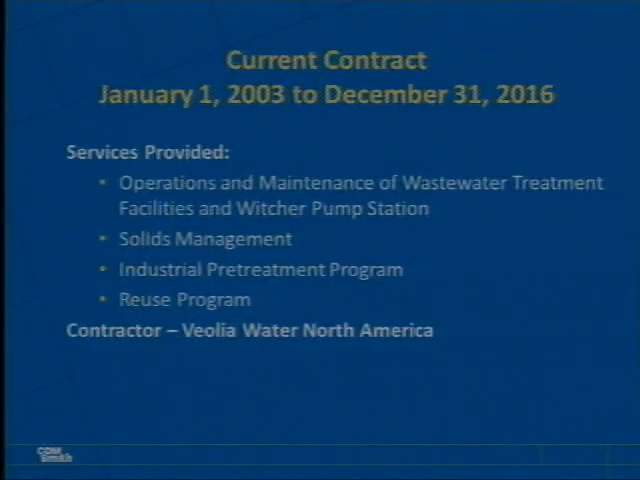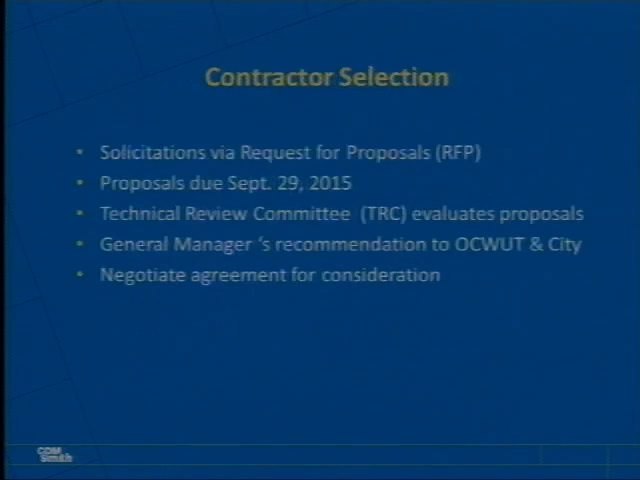Our current contract started January 1st, 2003 and will end on December 31st, 2016. The services provided under the current contract are typically the operations and maintenance of the wastewater treatment facilities plus the Witcher pump station. They are also for the solids management program. That's the work that's done from treatment of the sludge that is processed through the plants through the biosolids land application. The services include industrial pretreatment program and also the reuse program. Current contractor is Veolia Water, North America. Veolia, in one shape or form, has been the contractor since 1987.